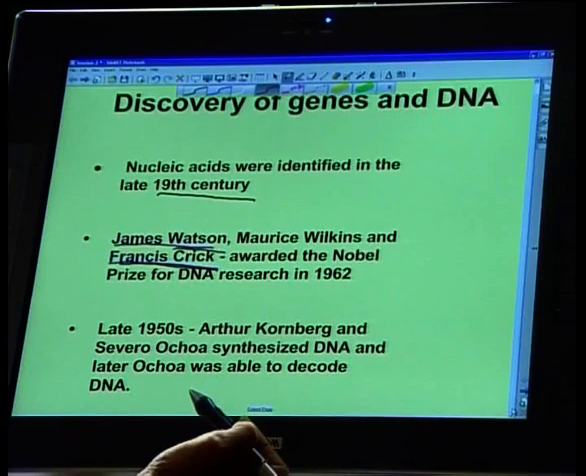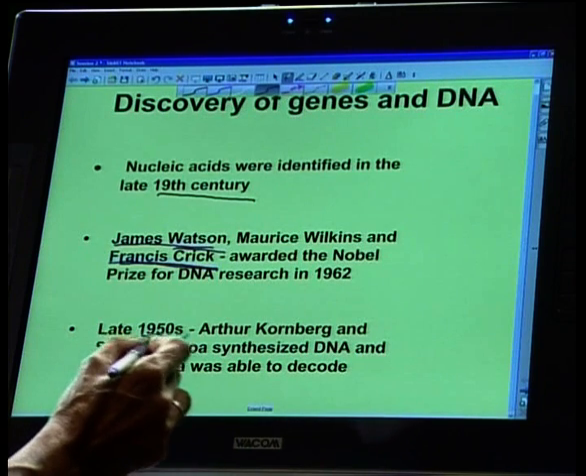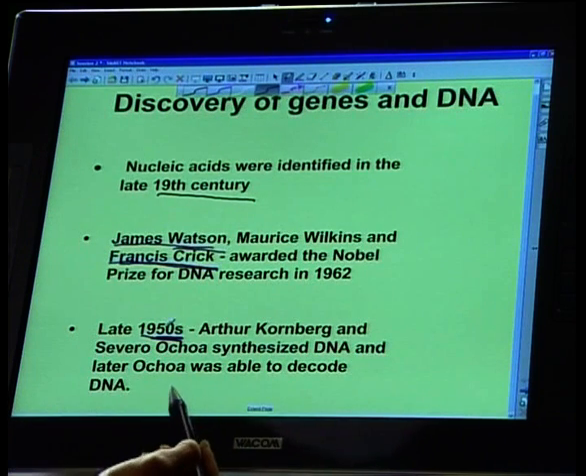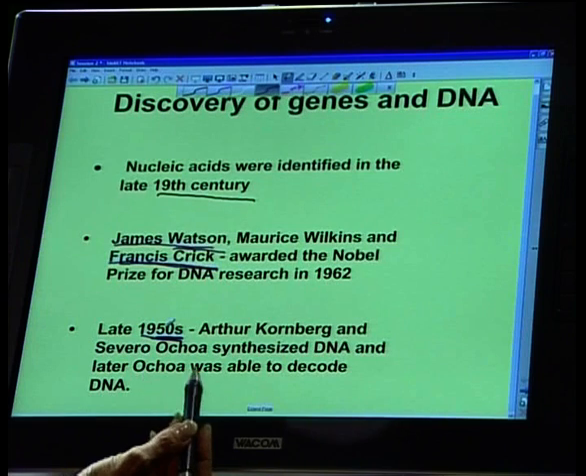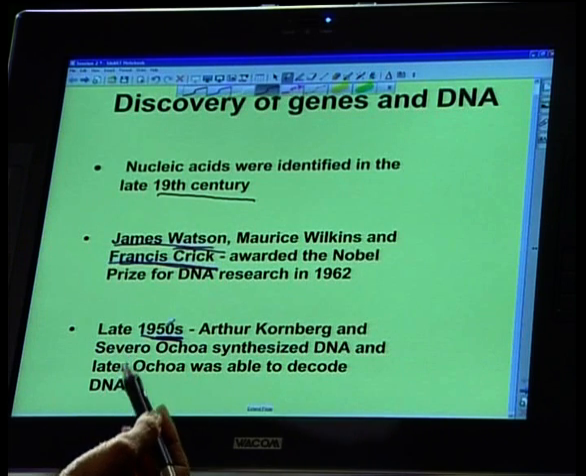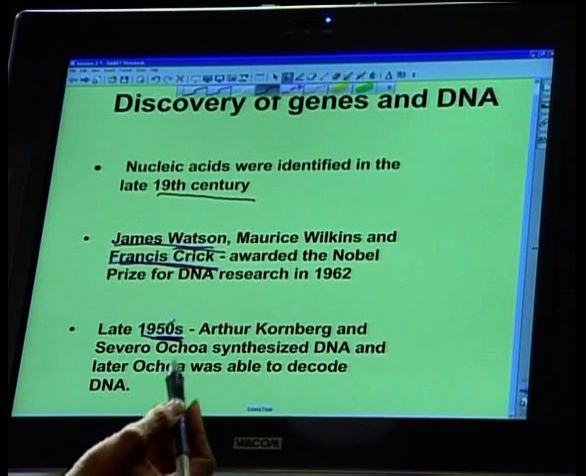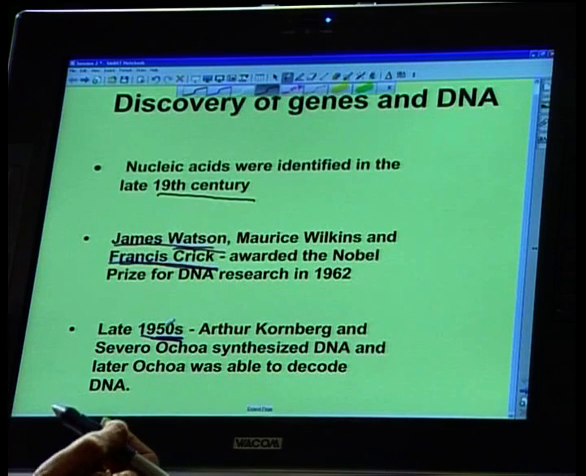Okay, and they won the award for DNA for their model in 1962. Long time, way before you were born. Then, in the late 1950s, Arthur Kornberg and Severo Ochoa, who was Russian, synthesized DNA, and later Ochoa was also able to decode DNA.